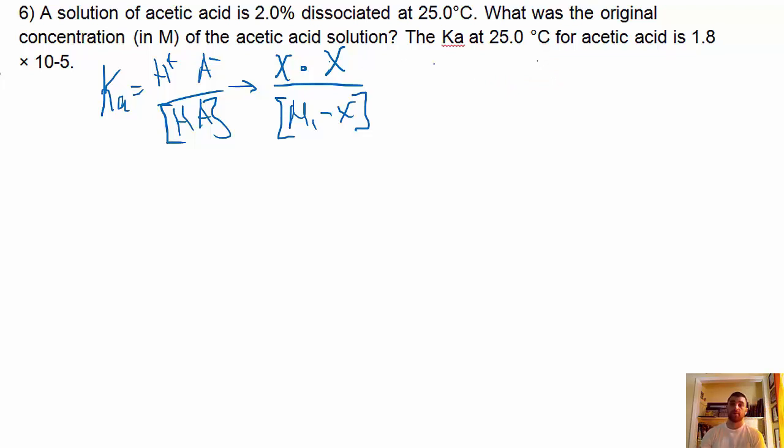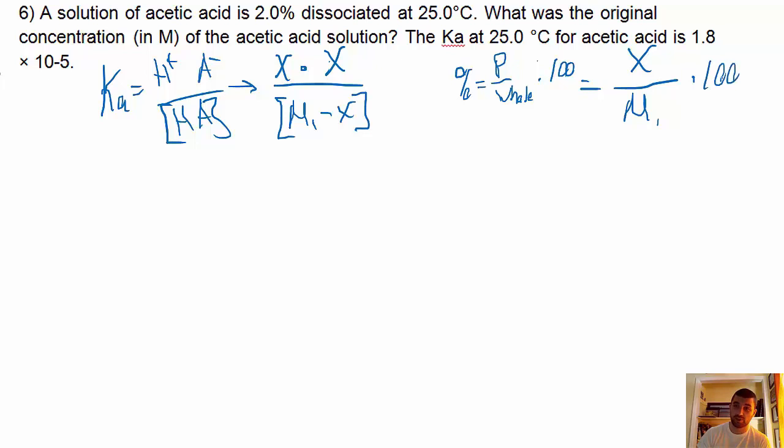All right, so we know that the percent formula is the part over the whole times 100, right? So the part that dissociated is X. We don't know exactly how much. The whole thing is how much we started with, which was our original molarity, times 100, which we do know, that has to equal 2%, right? So we have these two equations here. We've got two unknowns, so what we can do is combine these two equations so that we have one equation with one unknown.